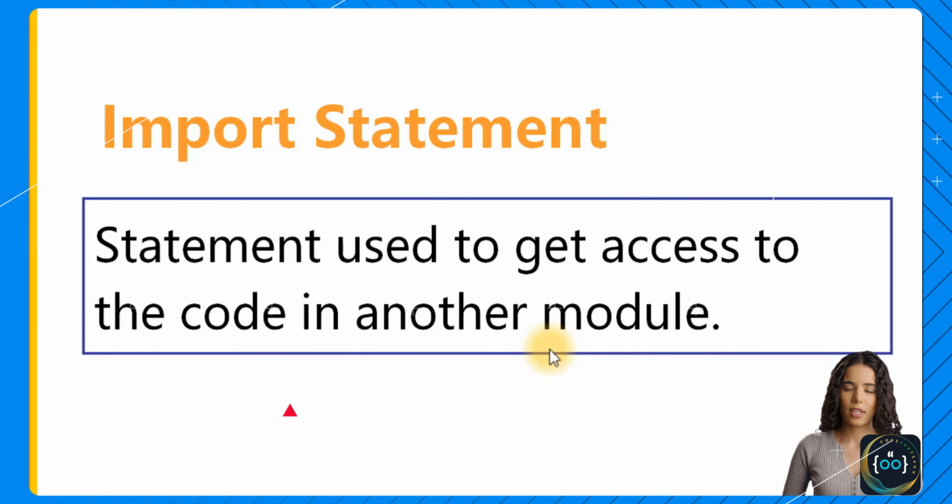We write the keyword from, followed by the name of the module, the keyword import, and then the name of the element that we want to import. We're saying, from this module, import this element. To access the element in our code, previously we had to specify the name of the module, but now we can write just the name directly.